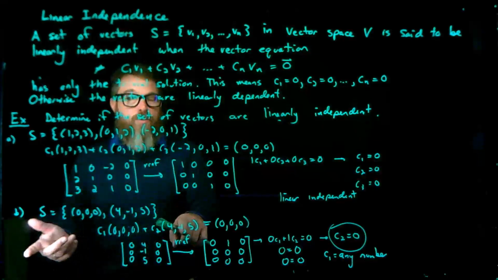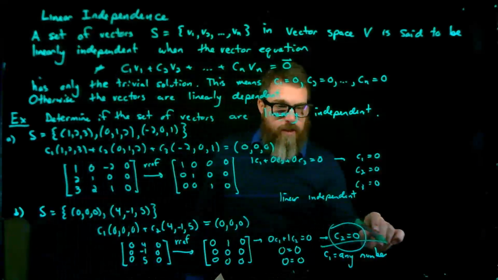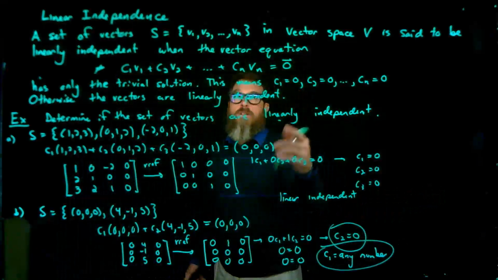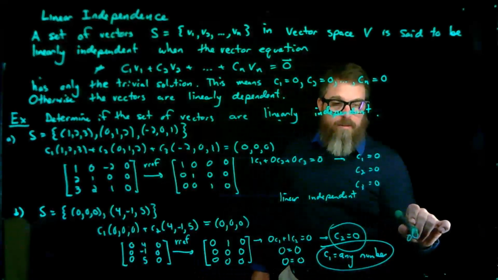So the only thing that's forced to be 0 for this to be true is this thing to be equal to 0. So since C2 has to be 0 and C1 can be any number, it doesn't satisfy that. They both have to be equal to 0. So we'd say that this is linearly dependent.